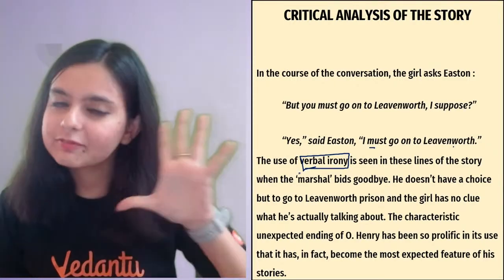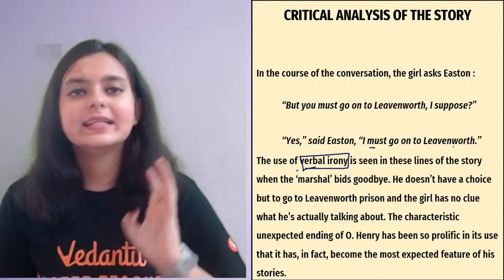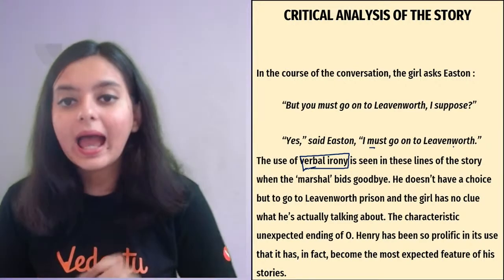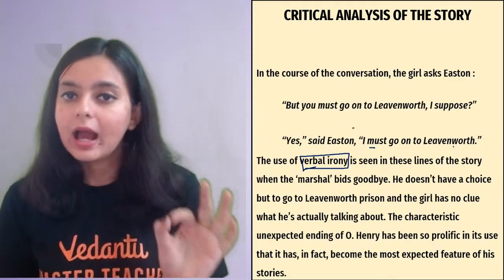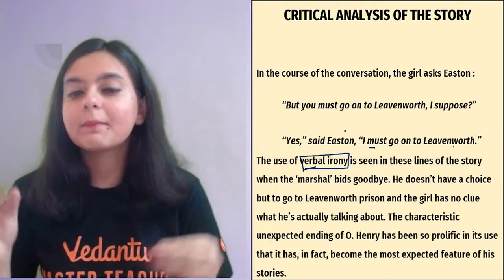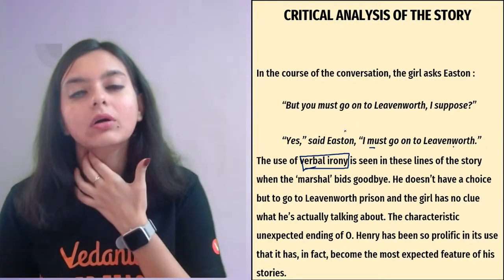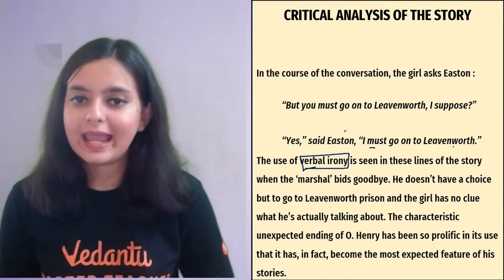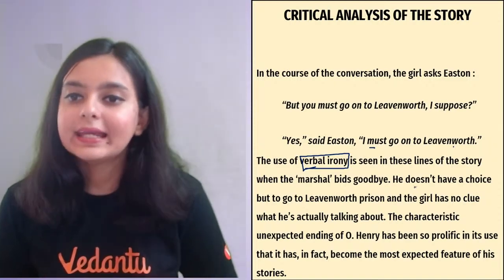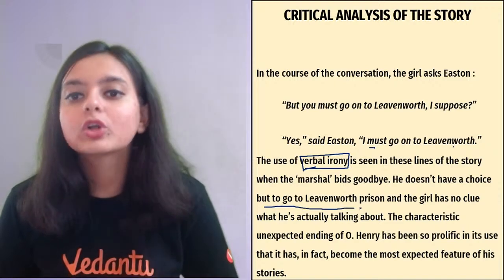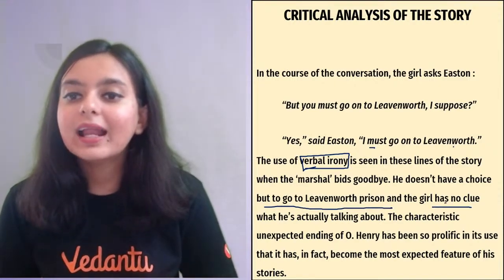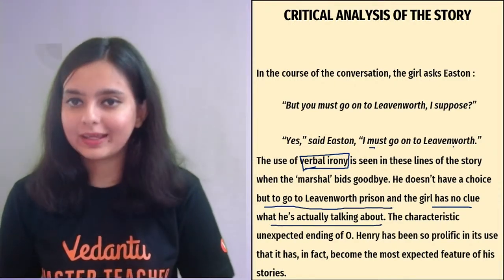So there are different kinds of irony, like dramatic irony, situational irony, etc. And this is an example of verbal irony. When you mean to say something, but actually the result is something else. So here, see, he does not have a choice but to go to Leavenworth prison. But the girl has no clue what he's actually talking about, right?